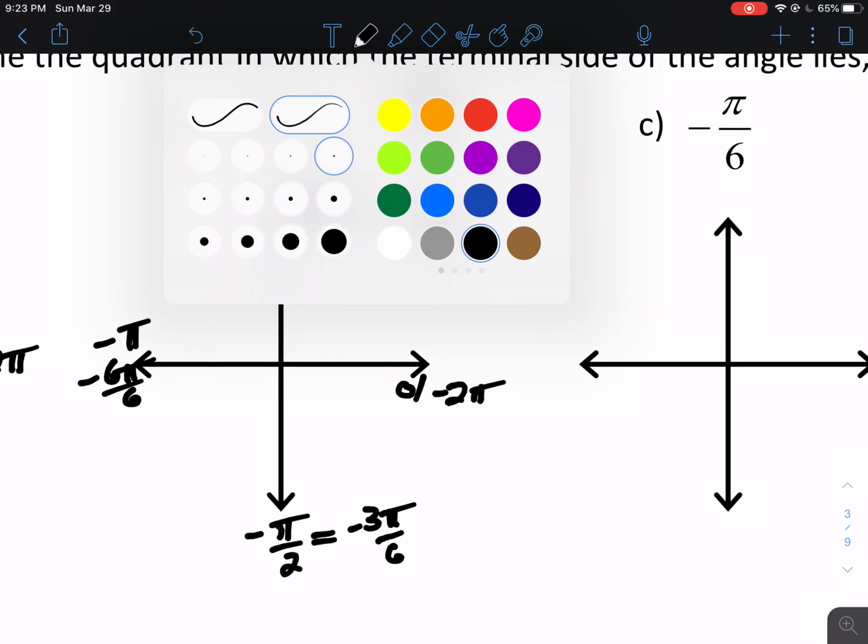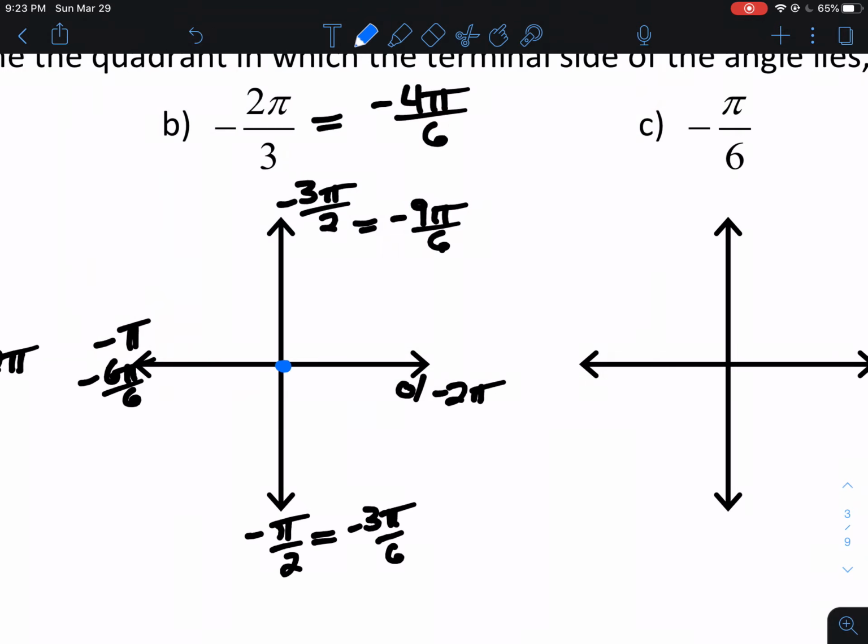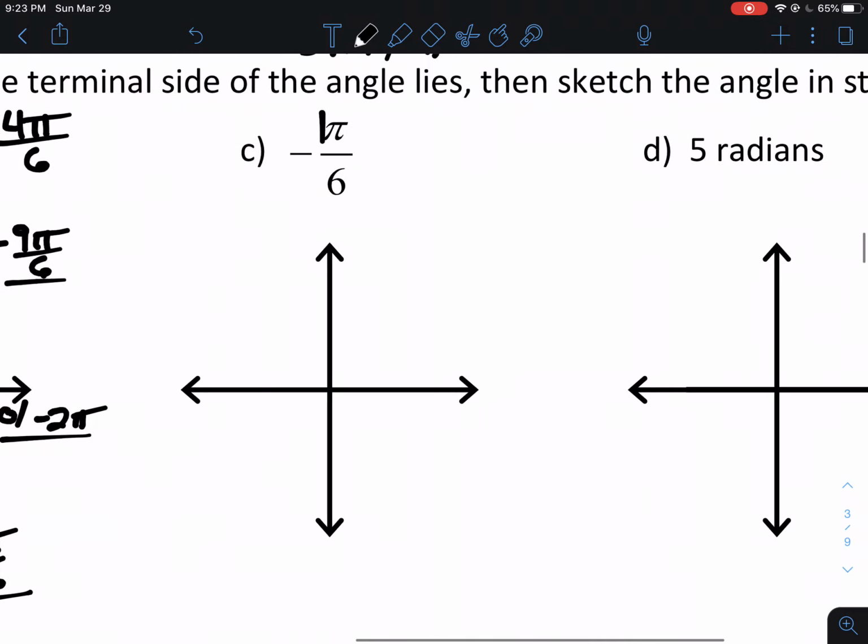And then we can think about where negative 4 pi over 6 would be in relation to those. It would be past negative 3 pi over 6 and about a third of the way to negative 6 pi over 6. And then again, remember you're measuring a negative angle, so you'll have to draw your angle in like so. Okay. For C, actually, you can probably do that one on your own. Just reuse those same labels that we did before. So 0, negative 2 pi, negative 3 pi over 6, negative 6 pi over 6, and negative 9 pi over 6. Think about where negative 1 pi over 6 would be, and then you'll have your answer.